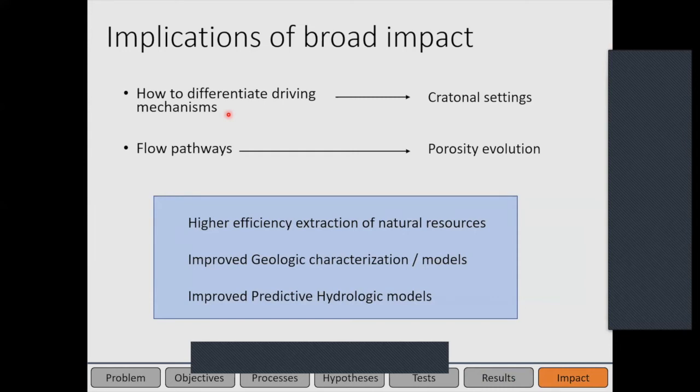Yeah, timing of hydrocarbon migration. And so, of course, we have better models, higher efficiency extraction of natural resources, and better predictive models. So I'll take questions.